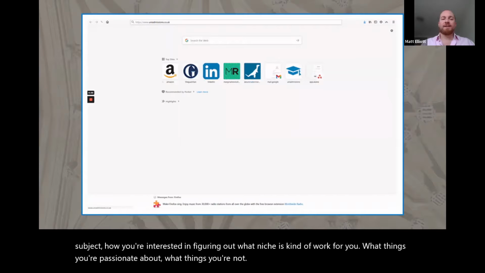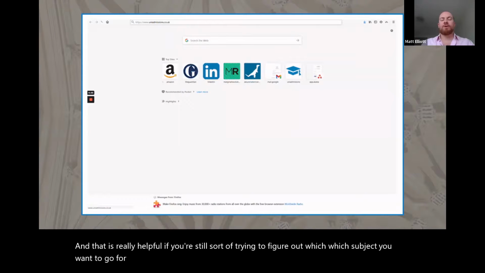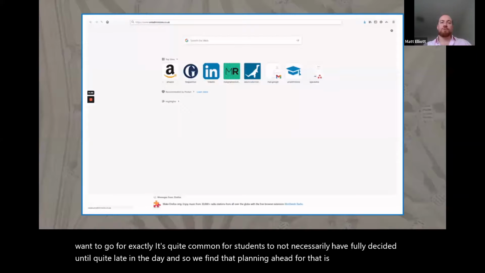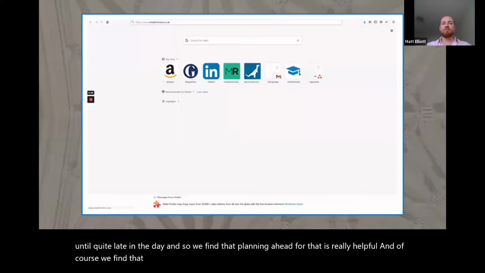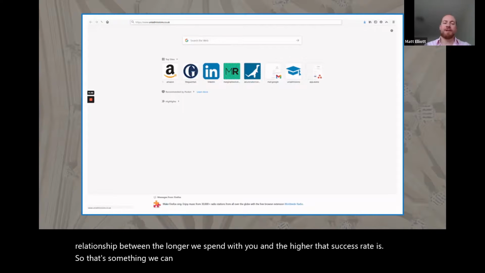And that is really helpful if you're still trying to figure out which subject you want to go for. It's quite common for students to not have fully decided until quite late in the day. And so we find that planning ahead for that is really helpful. And of course, we find that there's a very clear relationship between the longer we spend with you and the higher the success rate is. So that's something that we can definitely have a conversation with you about.